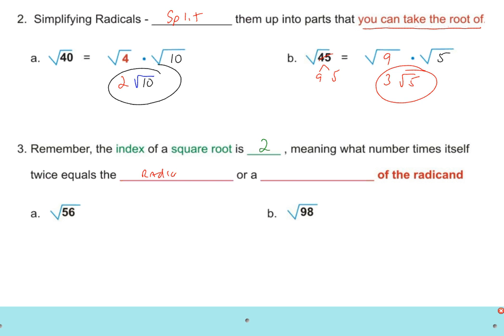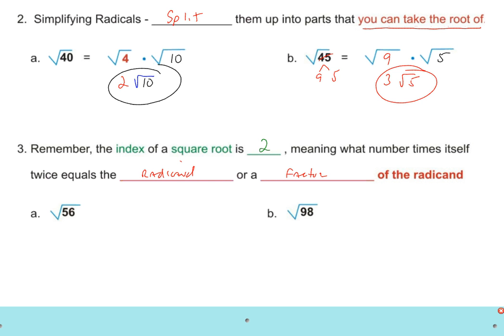Radicand. Or is a factor of the radicand. I'll explain that in a minute. Emily, question? Letter B. Yes.